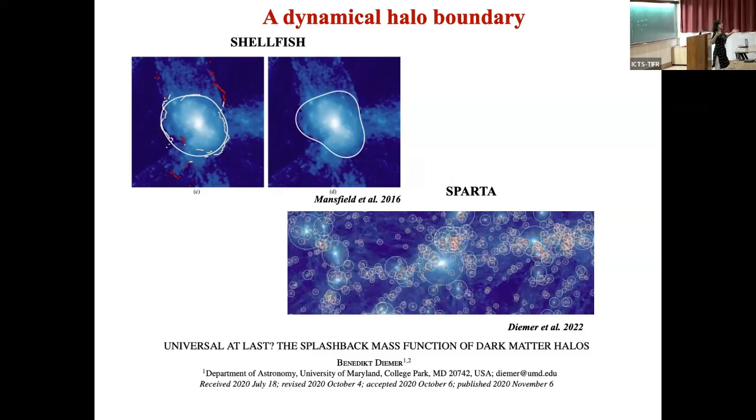Essentially, we know that individual halos are not spheres, right? And the splashback radius is really a splashback surface in some sense. And Mansfield et al. and Diemer et al. have looked at very nice ways of mapping out that surface in simulations, where we can get a sense of what's happening on a halo to halo basis. And there's been some really nice work by Diemer et al. showing that, using these masses, we can get really universal mass functions and so on.